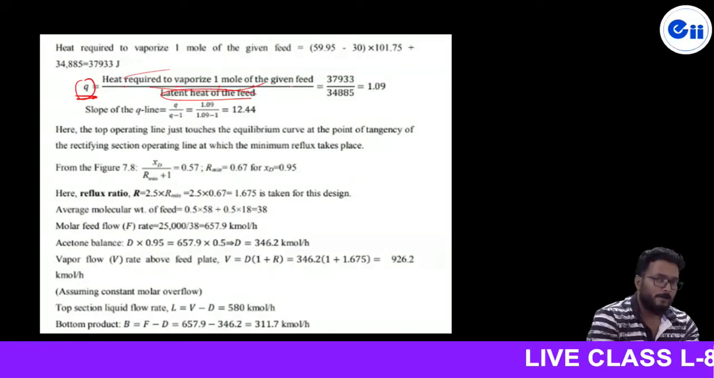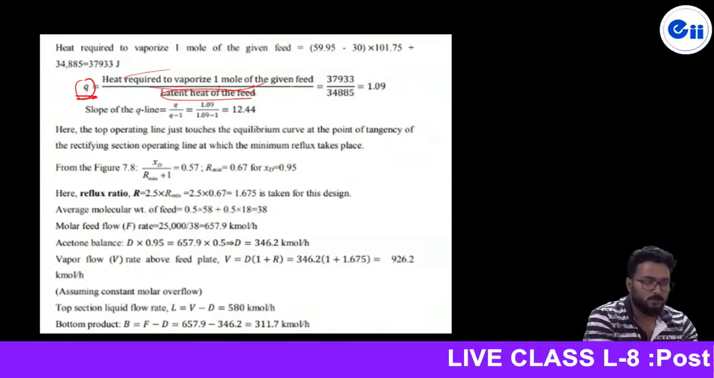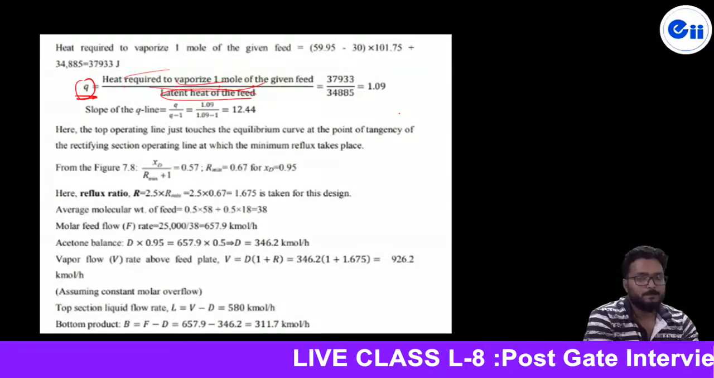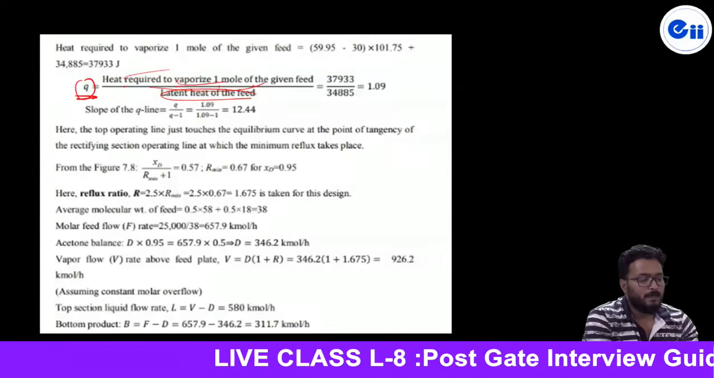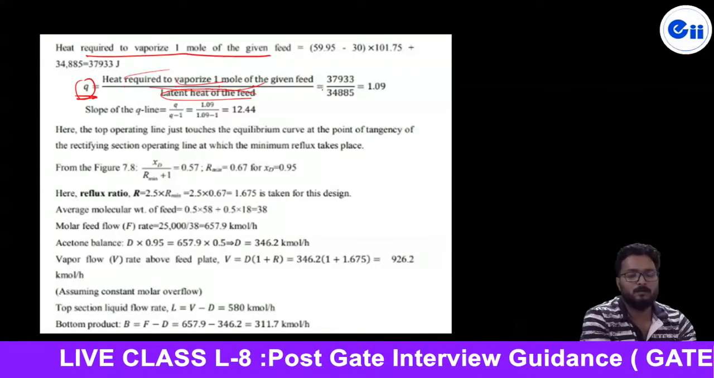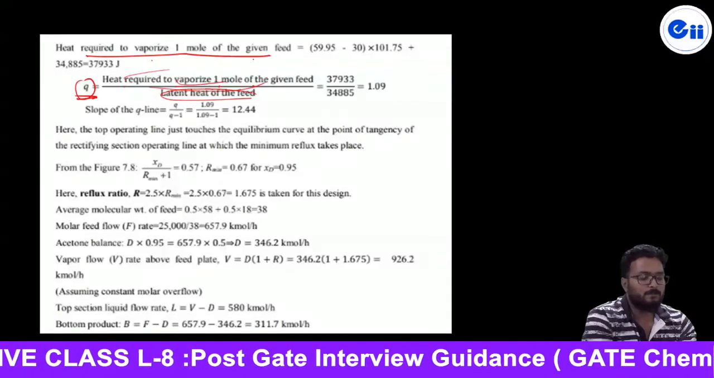Means to make the feed into vapor, saturated vapor, how much energy should we supply, that is here. And how much heat is required? Heat required to produce 1 mole of the feed is what? Heat required to produce 1 mole of the feed.